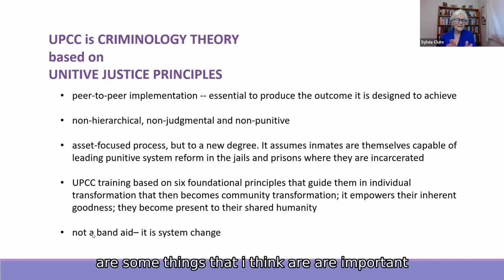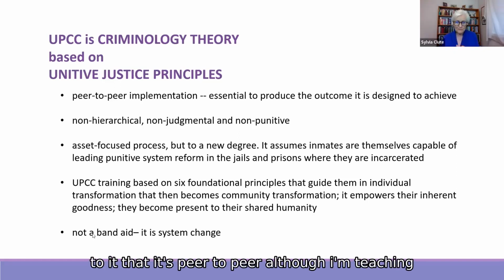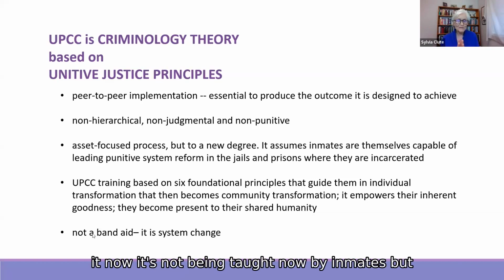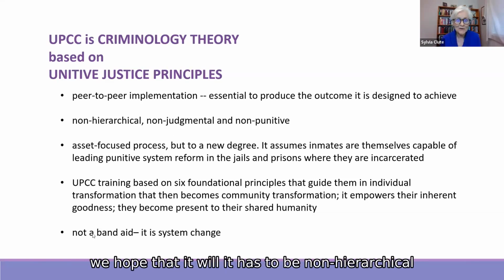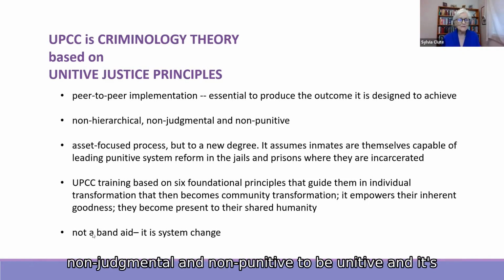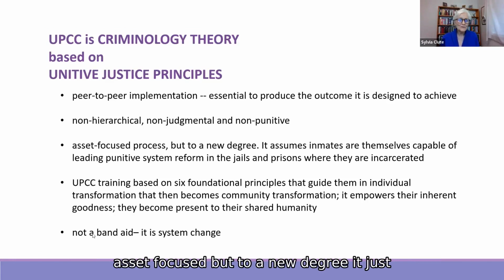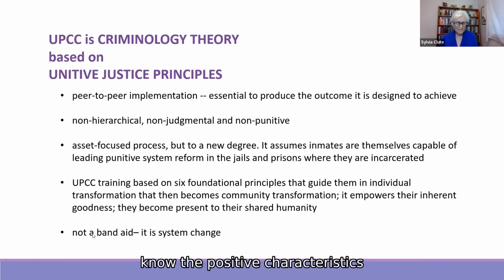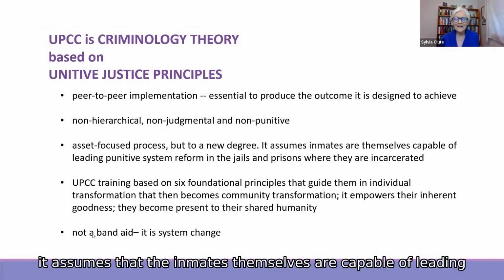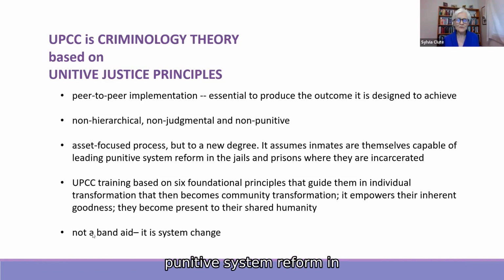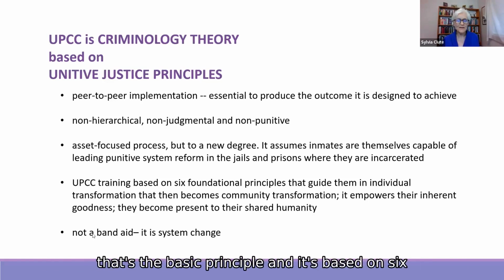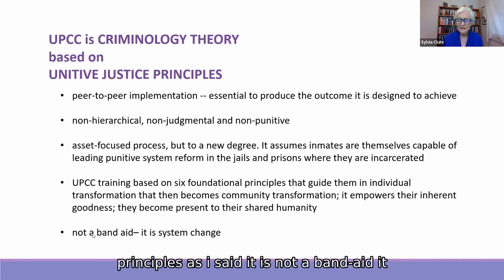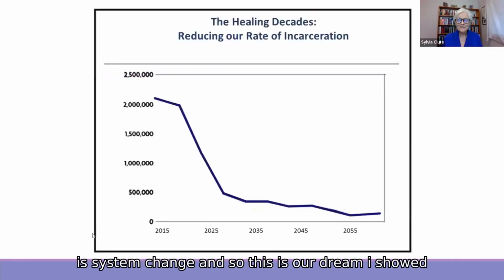Anyway, these are some things that I think are important to it: it's peer-to-peer, although I'm teaching it now. It's not being taught now by inmates, but we hope that it will be. It has to be non-hierarchical, non-judgmental, and non-punitive to be unitive. And it's asset-focused, but to a new degree. It doesn't just assume that we're going to build on the positive characteristics. It assumes that the inmates themselves are capable of leading punitive system reform in the jails and prisons where they are incarcerated. That's the basic principle. And it's based on 6 principles, as I said. It is not a Band-Aid. It is system change.